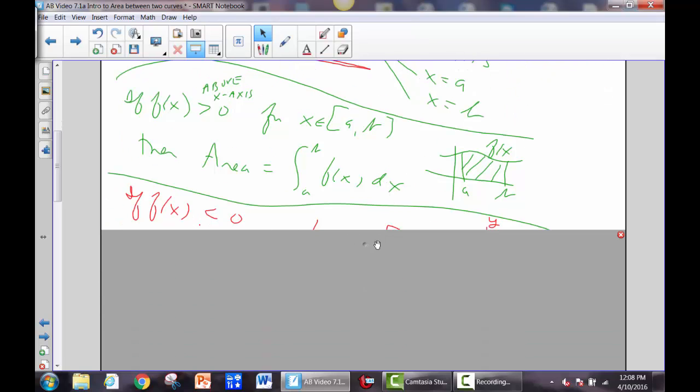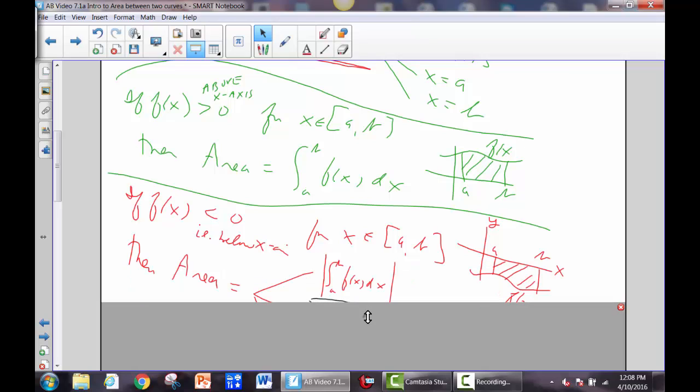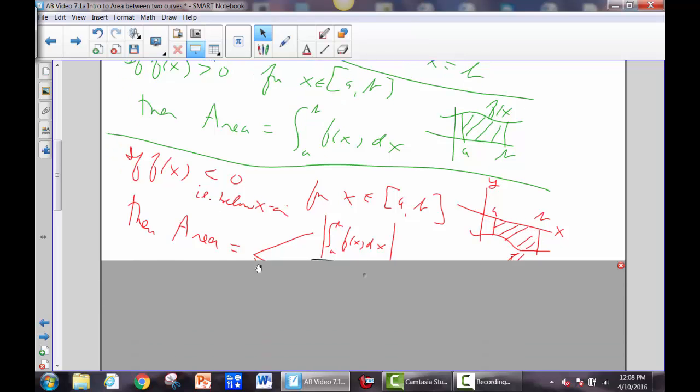If, on the other hand, the function f of x is below the x-axis the whole time between a and b, the problem is that the integral will end up being negative, because if you move from a to b, your dx's are positive, but your f of x's are all negative. So you're going to have width times height, which will end up being a positive times a negative, and you're going to add up all these negatives. So the integral itself will be negative. Area, of course, has to be positive.